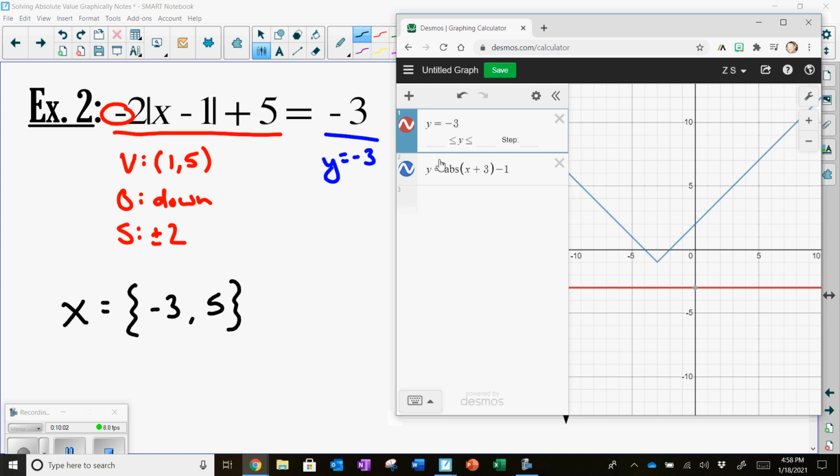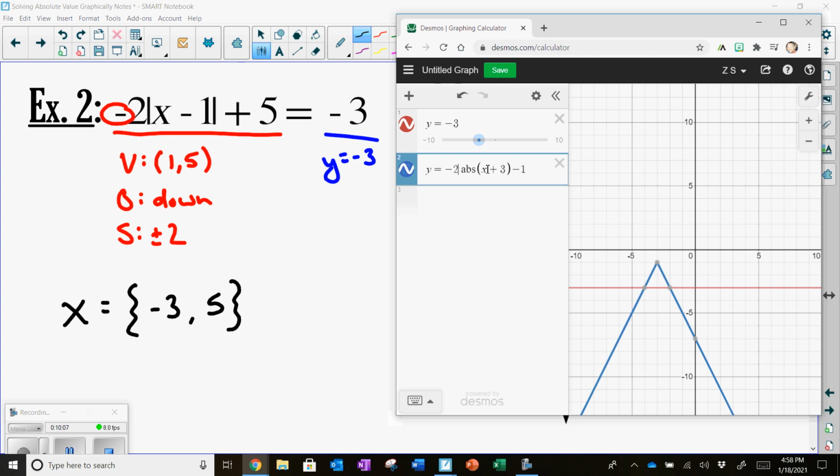Then for the absolute value, we're going to say y equals, and type in negative 2 times the absolute value of x, but instead of plus 3, we hit minus 1, and then we change this one to a plus 5. You'll see the graph that shows up on Desmos looks pretty similar to the one that we did. Let's identify those points of intersection. That's where it's intersecting, and that's where it's intersecting. Did I get values of negative 3 and positive 5? I sure did.